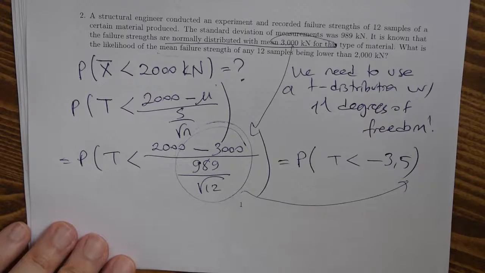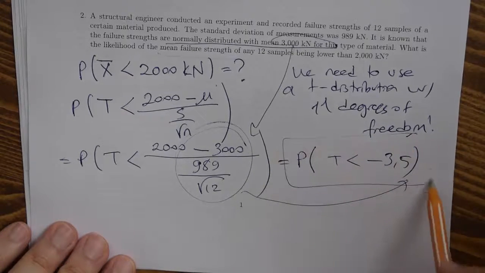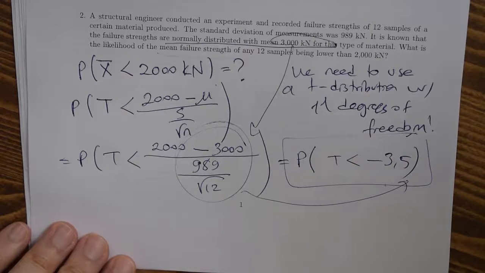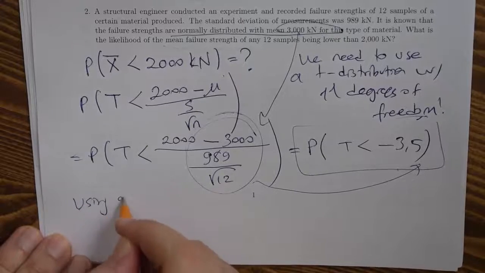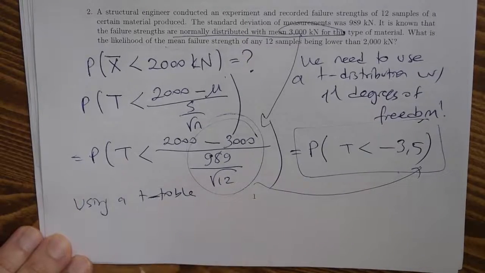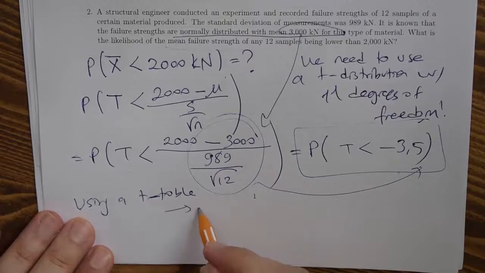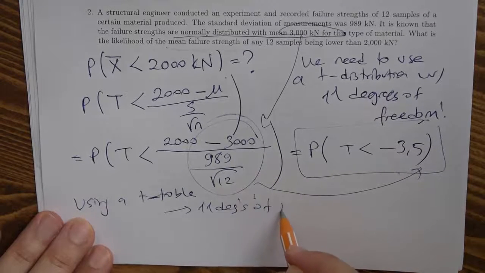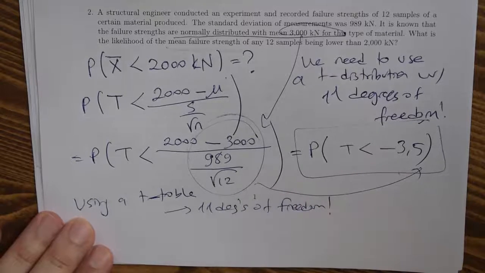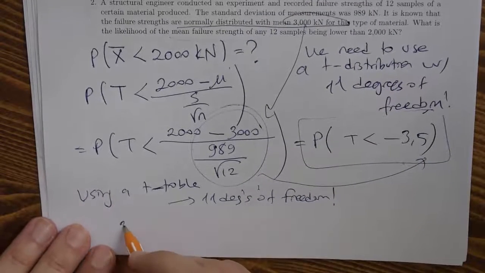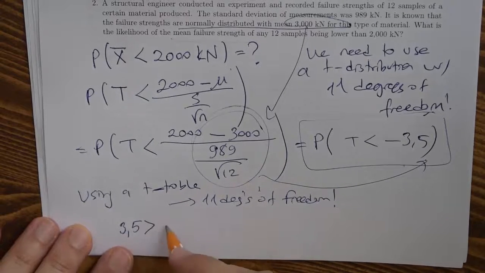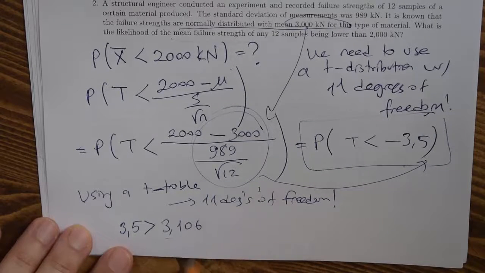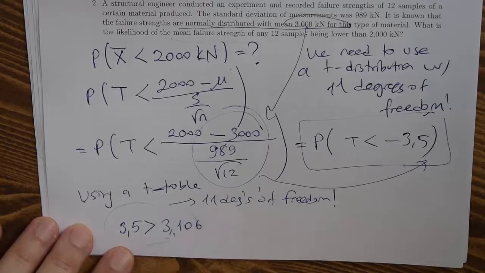One of the things you can realize is that it's easy to get to here, but then it's about our ability to use the t distribution table, right? So using a t table, or t distribution table, we basically have to go to 11 degrees of freedom. Okay? That's one of the crucial points here. And if you look at the table with 11 degrees of freedom, I realize that 3.5 is greater than 3.106. That's the maximum I can find in that particular row that satisfies this inequality.